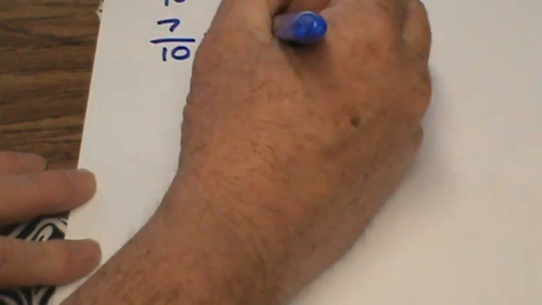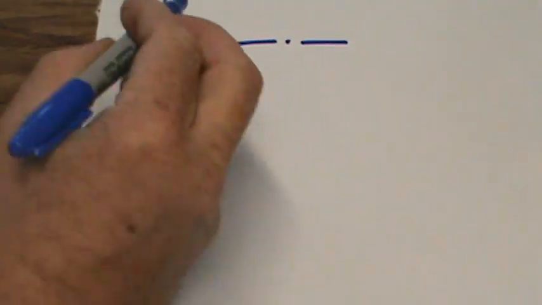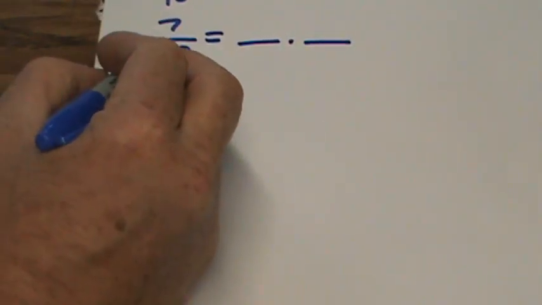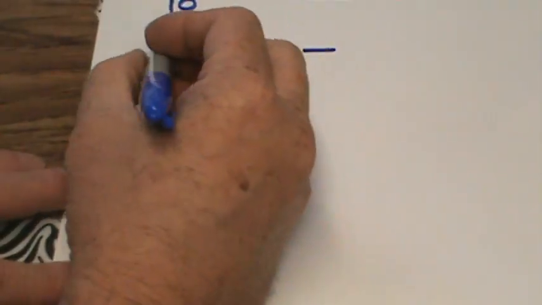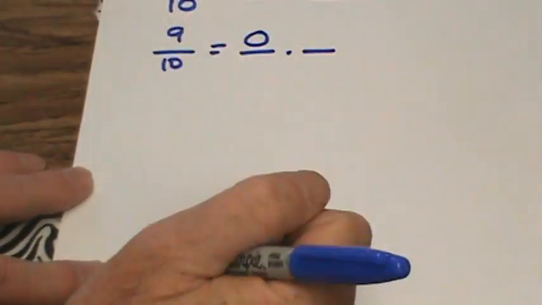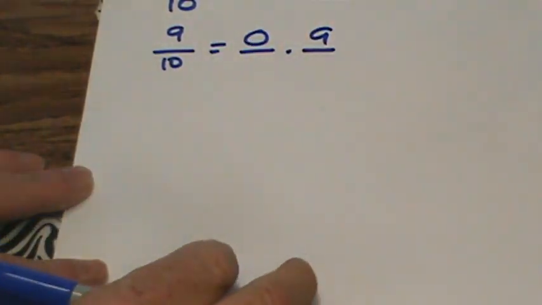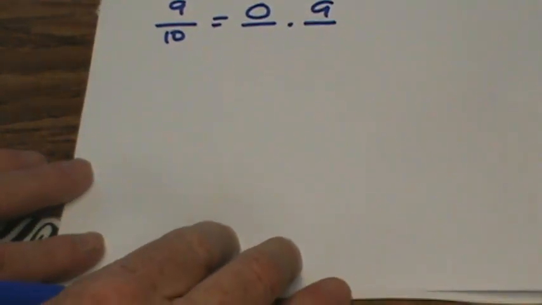Let's continue on, and we'll try 7/10. What would that equal? Well, once again, the numerator is smaller than the denominator, so it must be less than 1. How many tenths are there? There are 7/10. And we'll keep going on with 9/10. What will this equal? Well, take a look, 9/10, still less than 1, so 0 must go there. And there's our 0.9. Let's try another one.